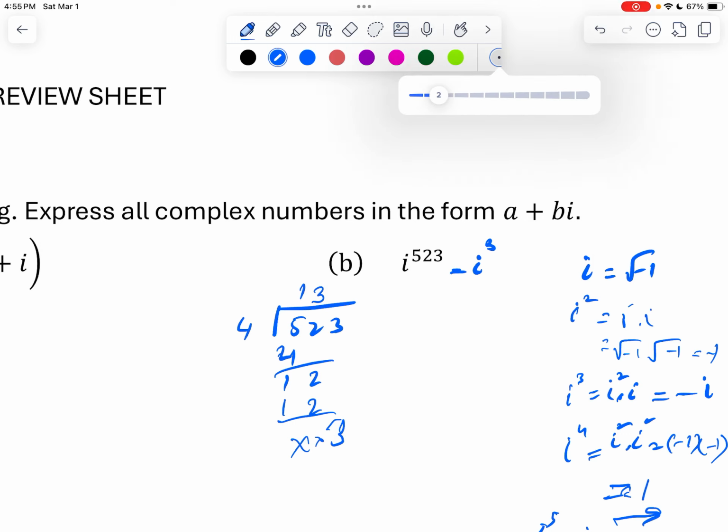But I to the third is -I. Now if you did not remember, you shouldn't leave it like that. Okay? So you can do I squared times I. So it will be equal to -I.